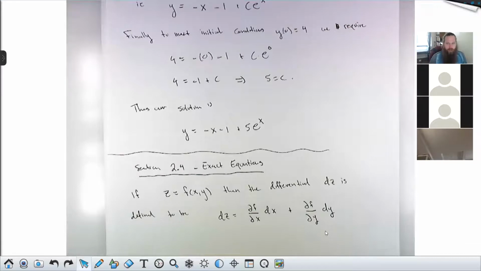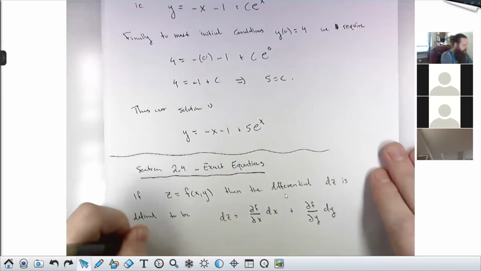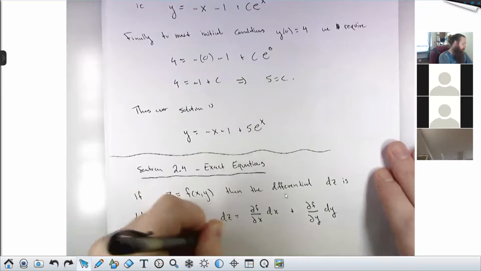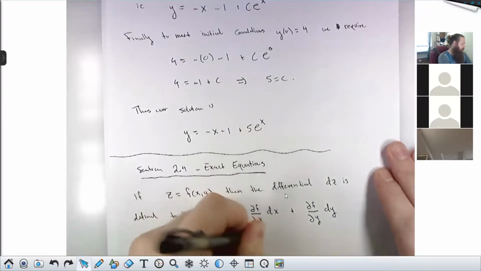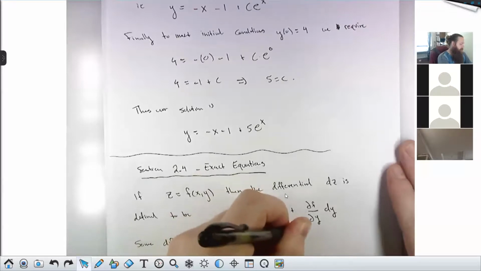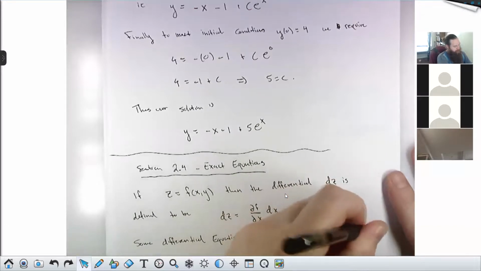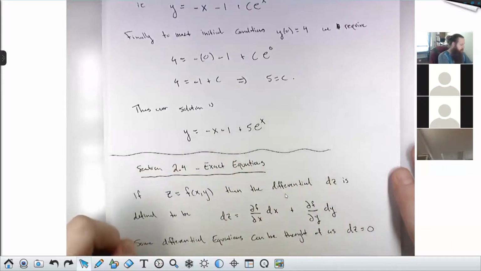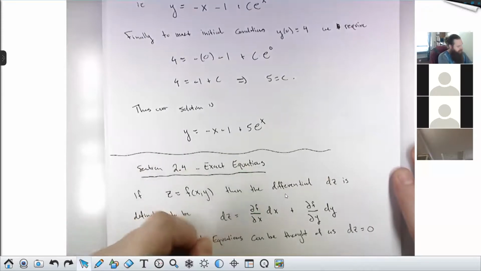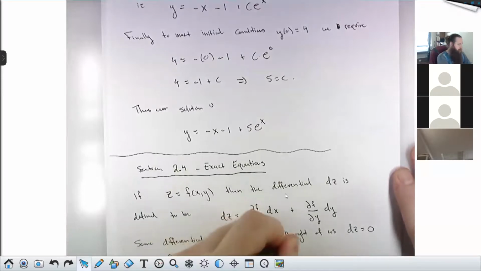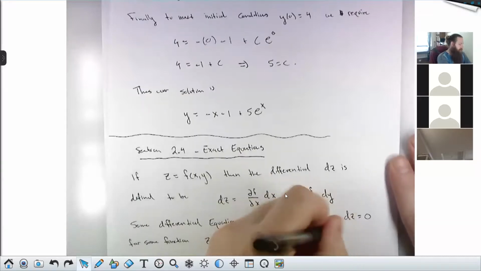So the idea is some differential equations can be thought of as dz equals 0 for some function z equals f of x, y. These are called exact equations.